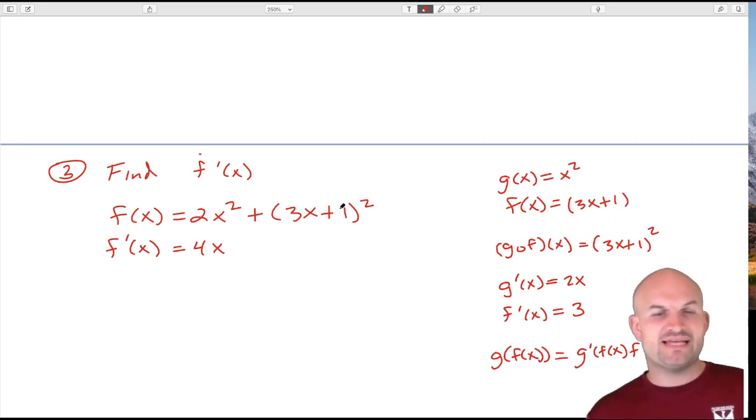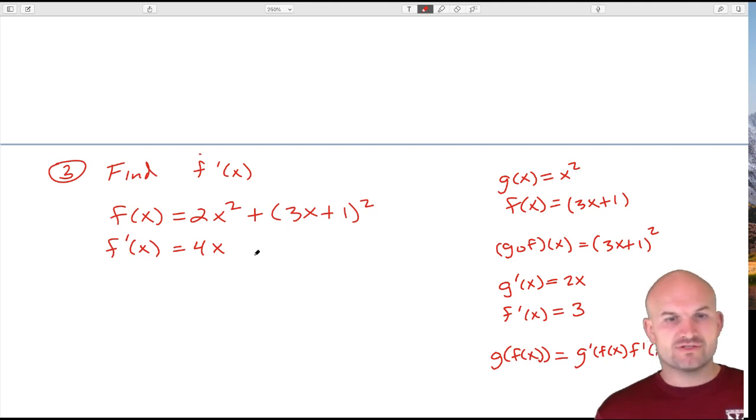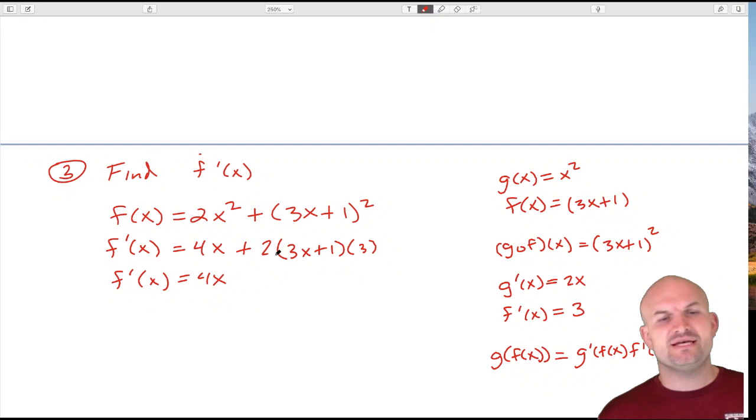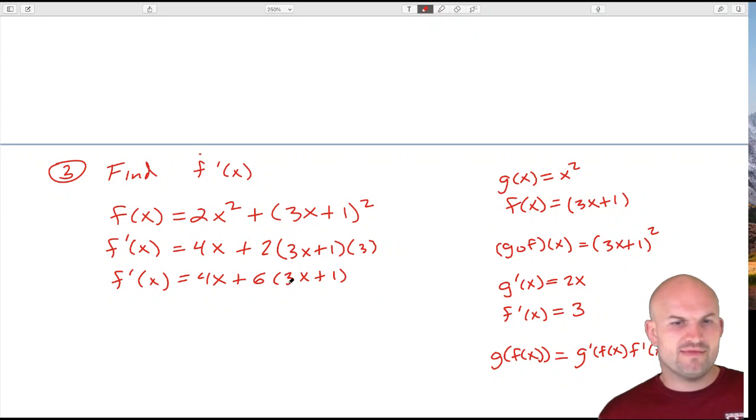and then we're going to multiply that by the derivative of the inside function. So the derivative of the outside function, which is x squared, is going to be 2x. But instead of x, we're going to plug back in f of x, which is 3x plus 1. And then we're going to multiply that by the derivative of 3x plus 1, which is 3. And now we can just go ahead and simplify this. 2 times 3 is going to be 6. And then obviously we can continue simplifying this. That'd be an 18x plus 6. And that would be a 22x plus 6.